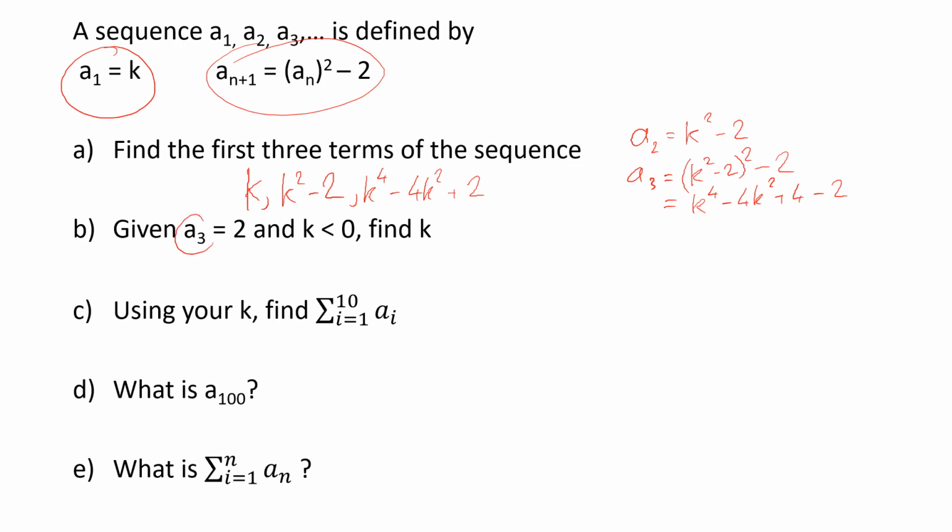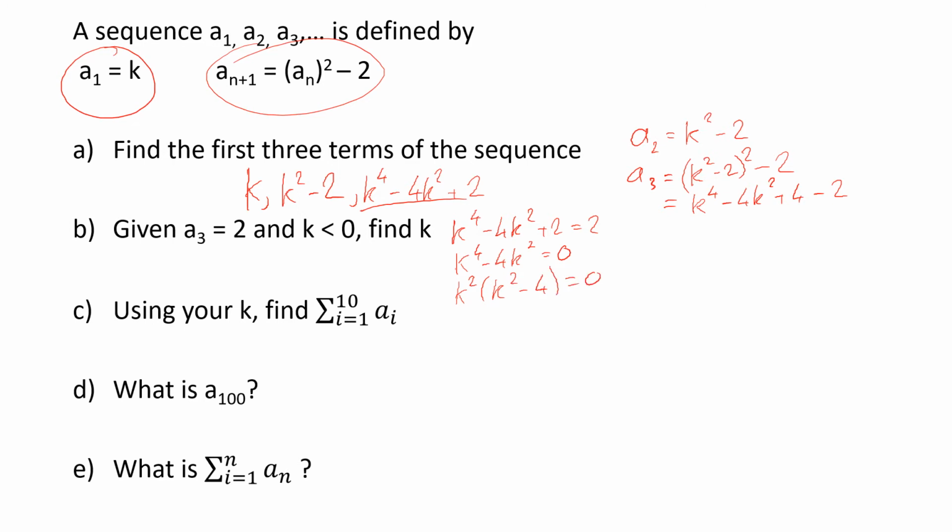It says given a3 is equal to 2. So our a3 was this one here, the third term that we found. It says we need to find k. So what we should do is set that equal to 2, and we should try and solve it to find what k actually is. We need to subtract the 2 to start with. Always want to make one side equal to 0. That's good. We then probably want to factorize this, so we can take out a factor of k squared, and that will give us k squared minus 4 inside the bracket.